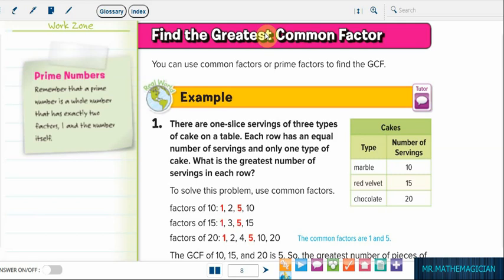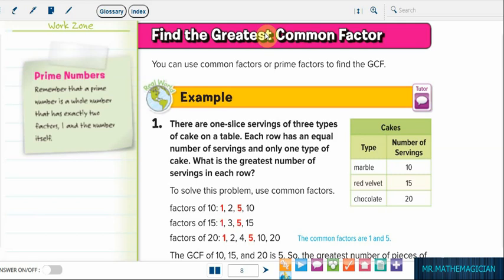There are sliced servings of 3 types of cake on a table. Each row has an equal number of servings and only one type of cake. What is the greatest number of servings in each row?